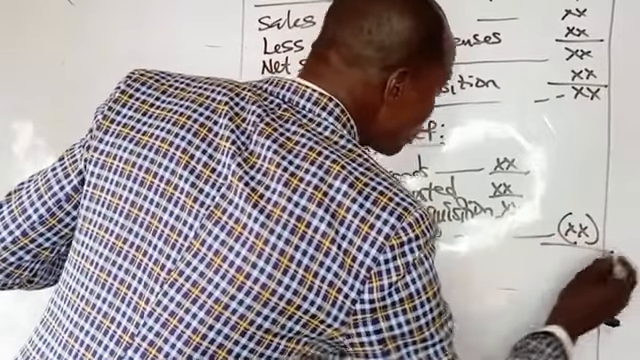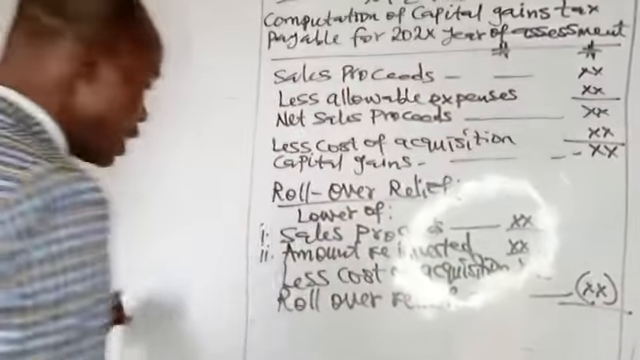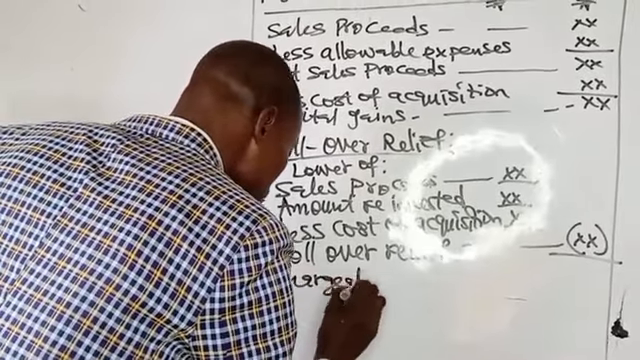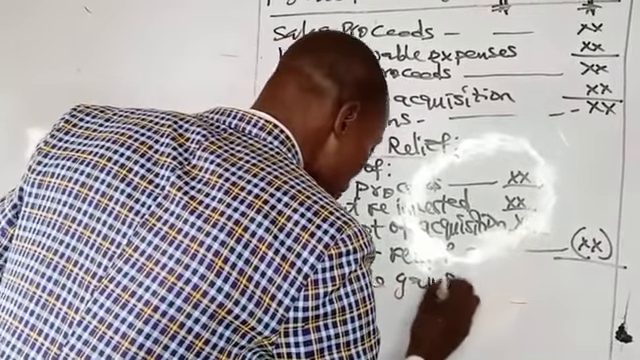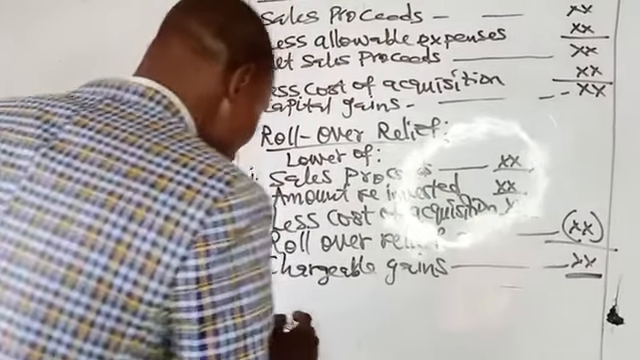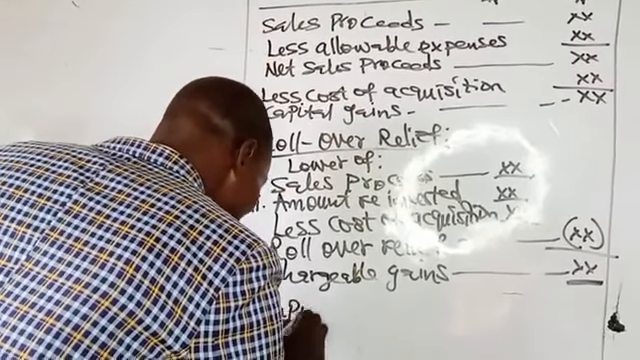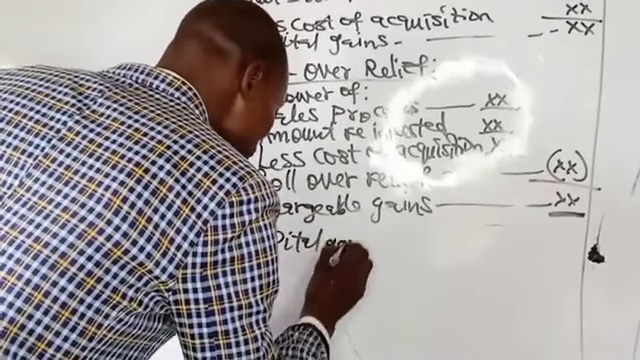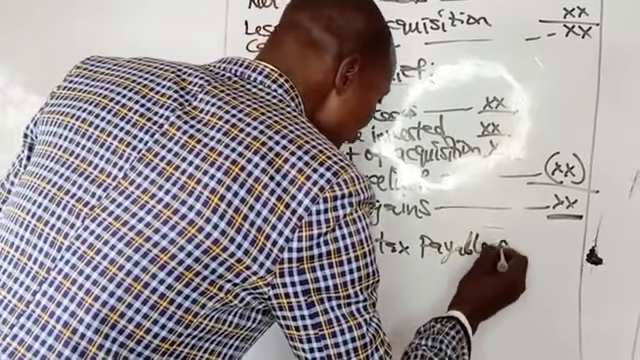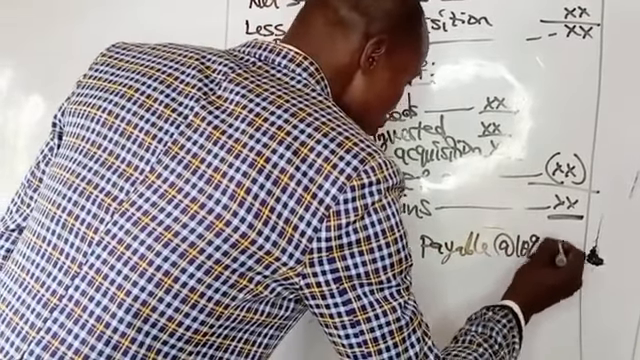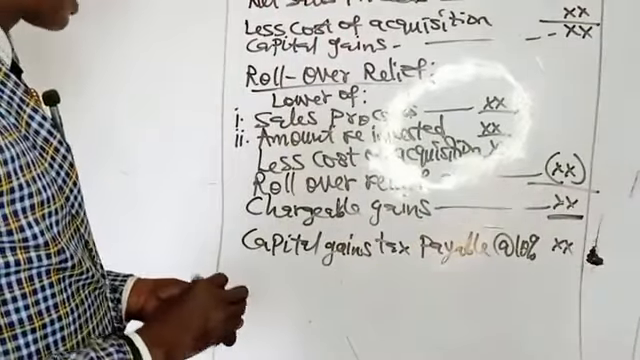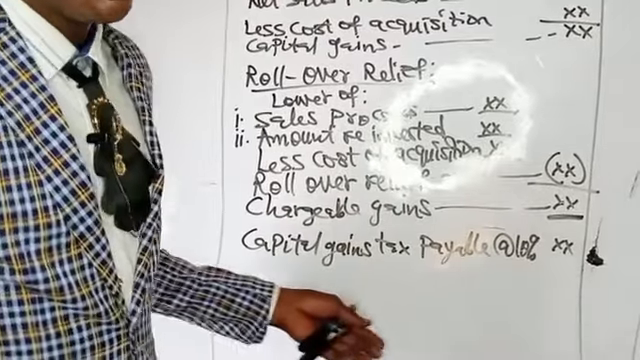If you now deduct rollover relief from capital gains, you get chargeable gains. On these chargeable gains, you now apply your tax rate. Capital gains tax payable at 10%. You apply 10% of this, you get the amount of capital gains tax payable.